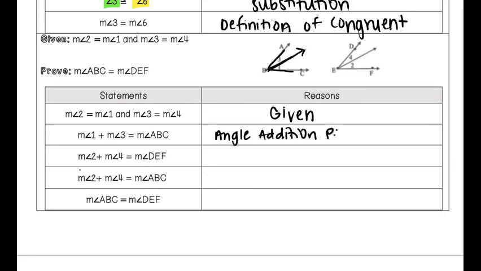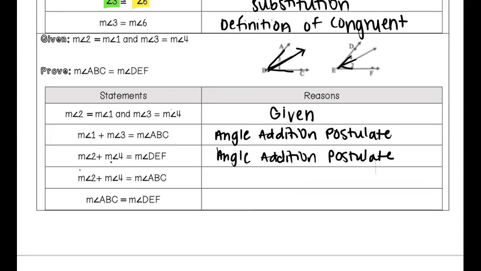In my next line, I'm claiming that the measure of angle 2 plus the measure of angle 4, so these 2 angles, equal the measure of angle DEF. Same exact reason from above, the angle addition postulate allows us to add those together and write that equation. So that's just a postulate. We're allowed to rely on that. We don't have to provide any other reason but that postulate.